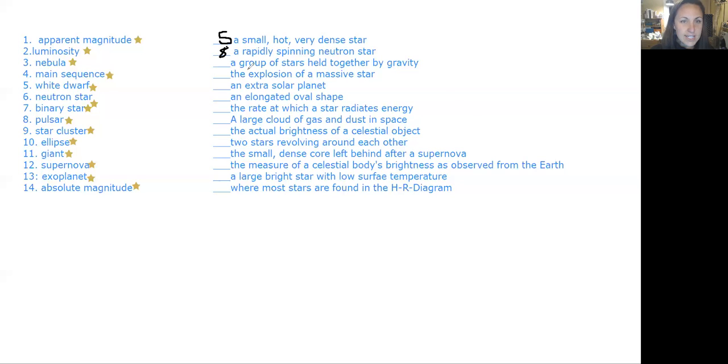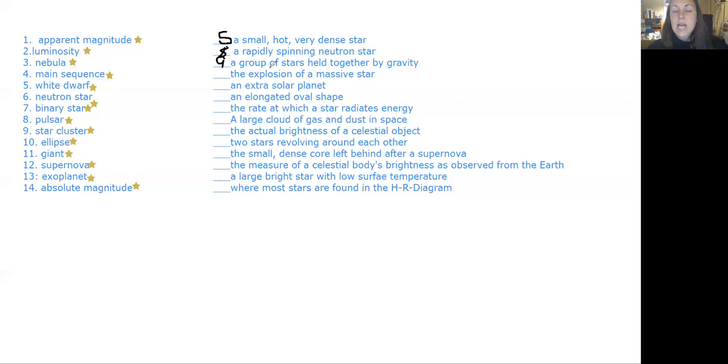All right, on to the next: a group of stars held together by gravity. This is below the first definition that we did. This is going to be defined as a star cluster, which is number 9. So you can go ahead and write number 9 right above that telescope.